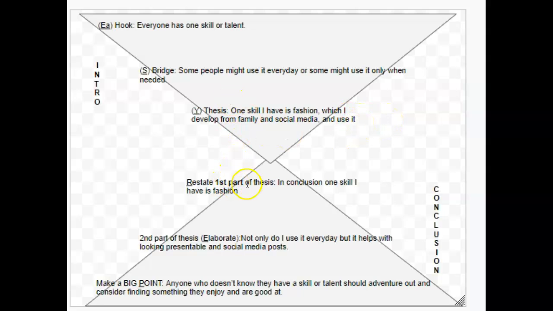In conclusion, one skill I have is fashion. That's the first part of her thesis. Not only do I use it every day, but it helps with looking presentable in social media posts, which I assume is the second part of that thesis up here. Anyone who doesn't know they have a skill or talent should adventure out and consider finding something they enjoy and are good at. And that works.